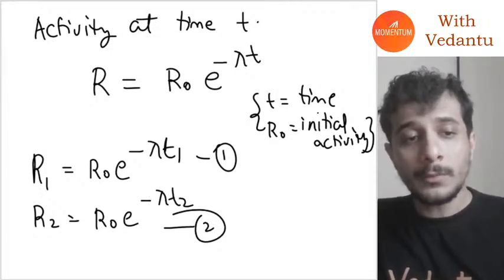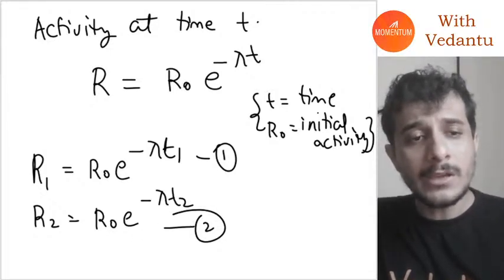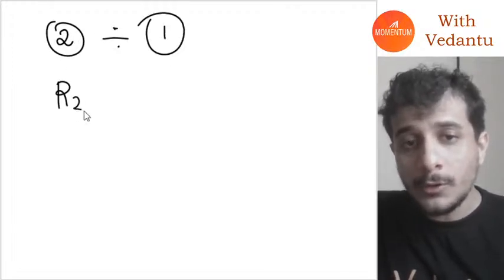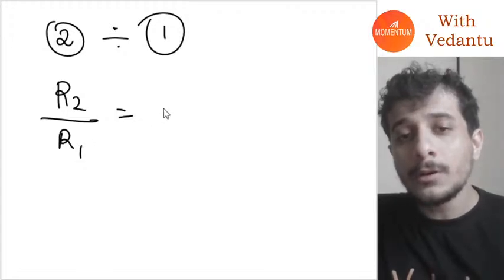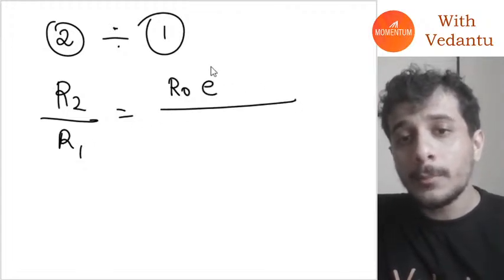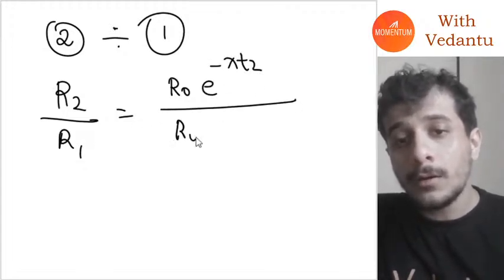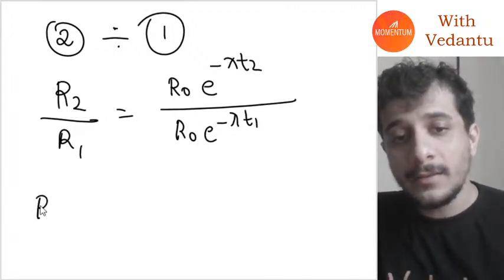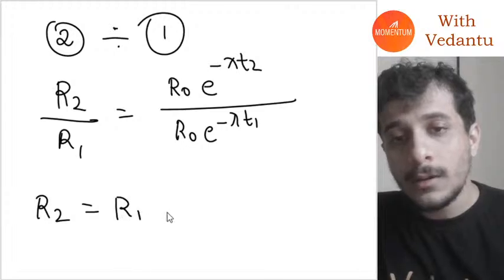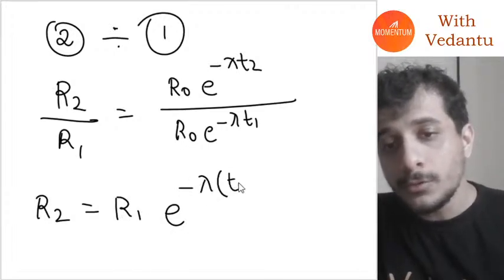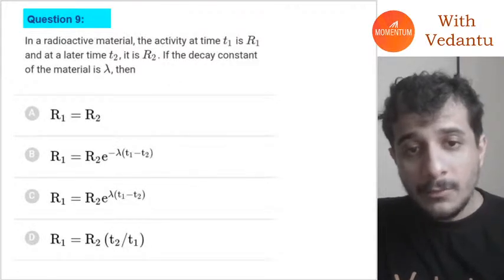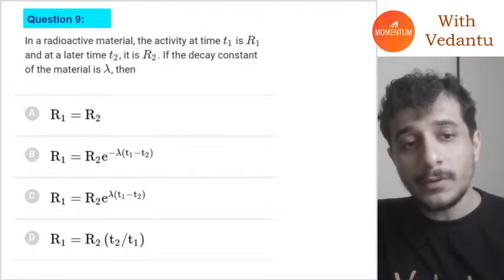What am I going to do, guys? I am going to divide the two equations. Equation 2 divided by equation 1 gives me R2 by R1 is equal to R naught e raised to the power minus lambda T2 upon R naught e raised to the power minus lambda T1. This can just be written as R2 is equal to R1 e raised to the power minus lambda into T2 minus T1.